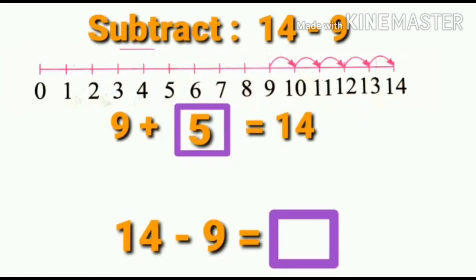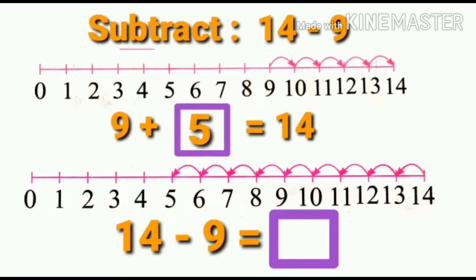Let us now subtract 14 minus 9. We will start jumping backward 9 times from the number 14. 1, 2, 3, 4, 5, 6, 7, 8 and 9. Where did we stop children? At number 5. So we get number 5 as the answer. Here we have used which method? Very good. The backward method.